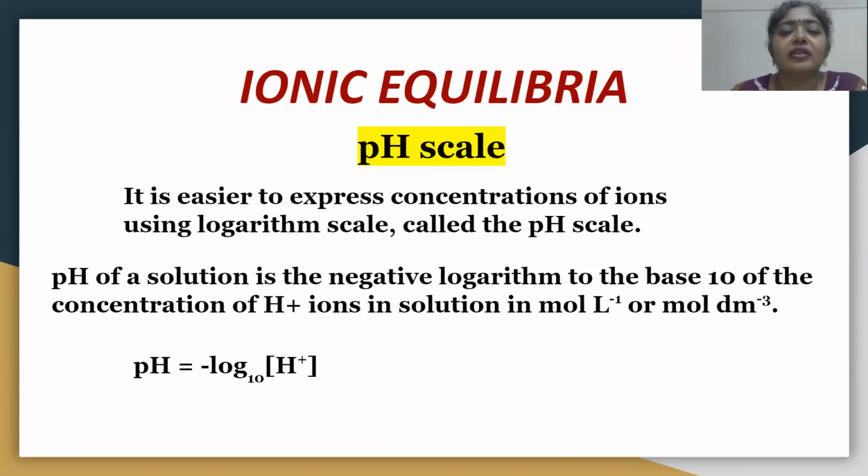Similarly, if I were to express this in terms of OH minus ions, then I can write it as pOH is equal to minus log to the base 10 of the OH minus ion concentration. So this would be called the pOH of a solution. You can define pOH of a solution as the negative logarithm to the base 10 of the concentration of hydroxyl ions in solution, where the concentration is expressed in terms of moles per liter or moles per decimeter cube.